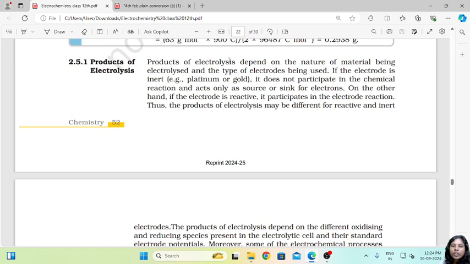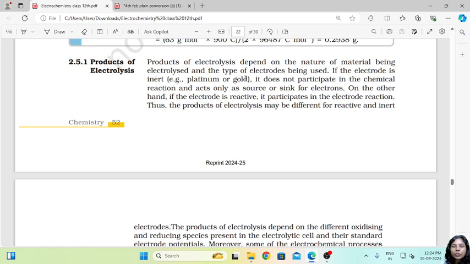Now let's talk about the different products of electrolysis. The products of electrolysis depend on the nature of the material being electrolyzed and the type of electrodes being used. So the product of electrolysis mainly depends on 2 things: one is the material that is being electrolyzed, and second is the type of electrodes that are being used.